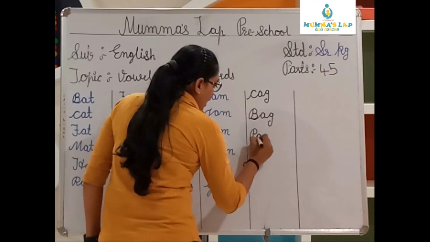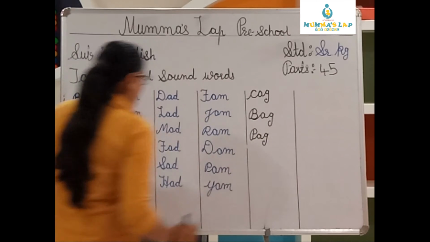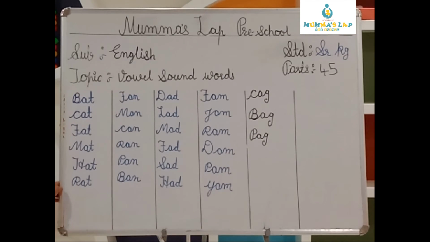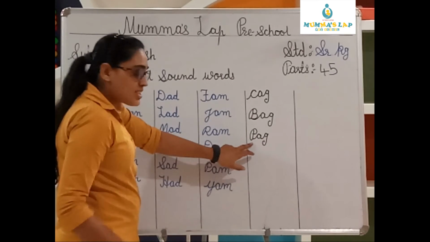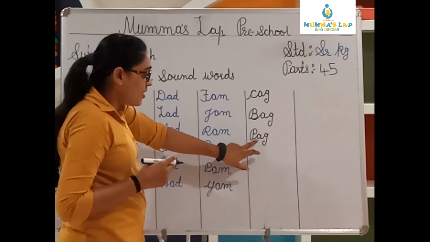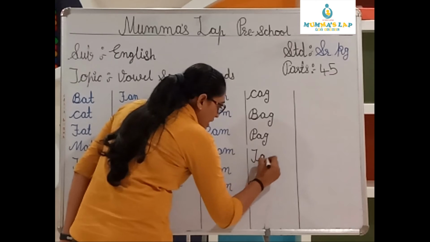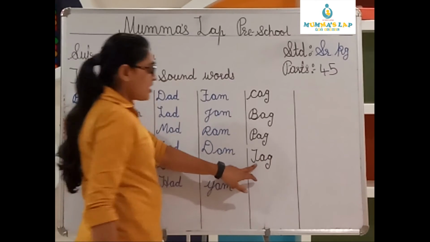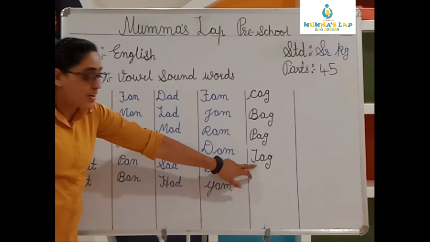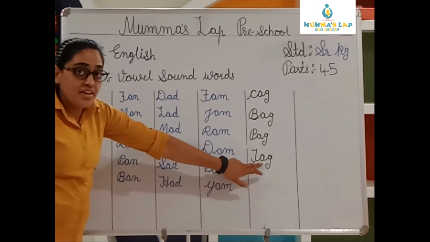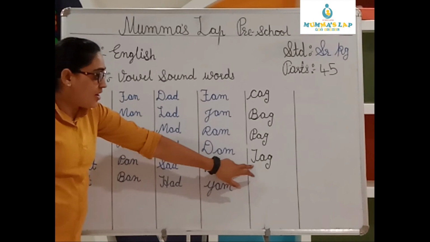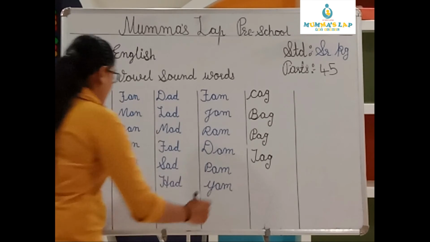P, A, G, peg. What is the sound of P? P, P, P, peg. T, A, G. What is the sound of T? T, T, T, tag. T, A, G, tag.